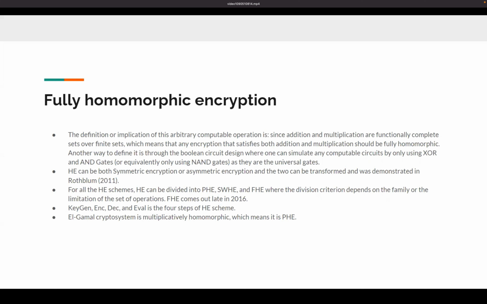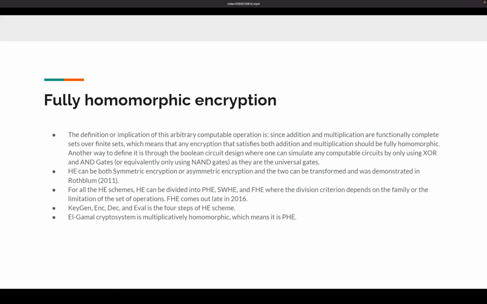For all the HE schemes, HE can be divided into PHE, SHE, and FHE, where those criteria basically depend on the family or the limitation of the set of operations. Since FHE is the hardest one, it came out late, in 2016. KeyGen, encryption, and decryption are the main steps of a conventional encryption scheme, and evaluation is a unique step for the HE scheme, where it is used to evaluate whether the applied homomorphic operation gives the same result.